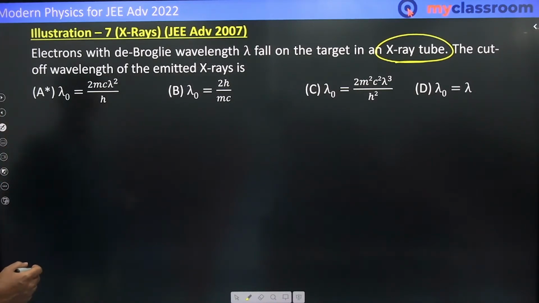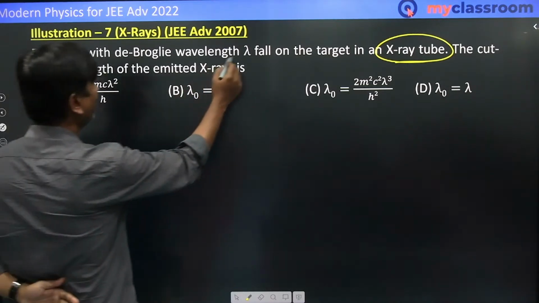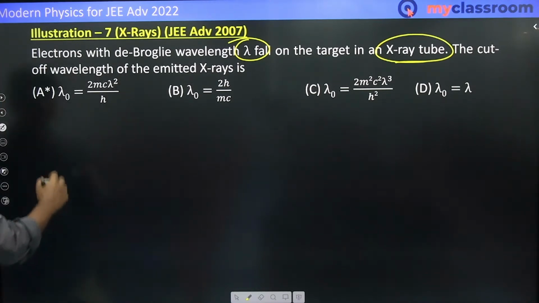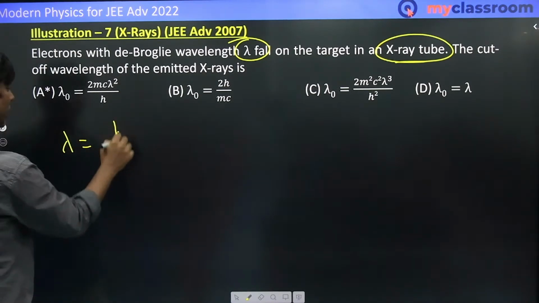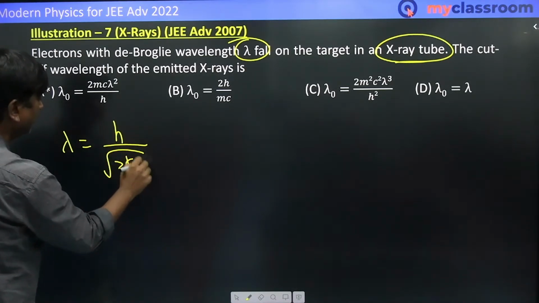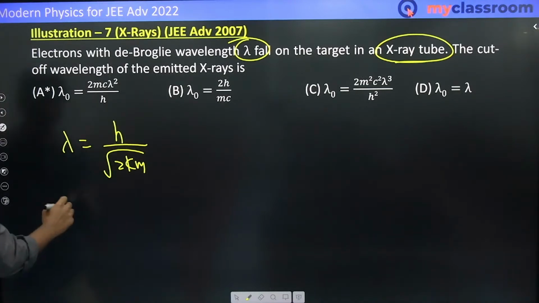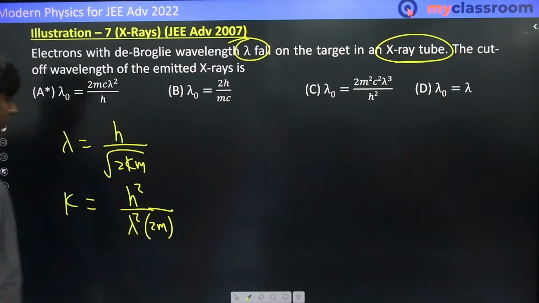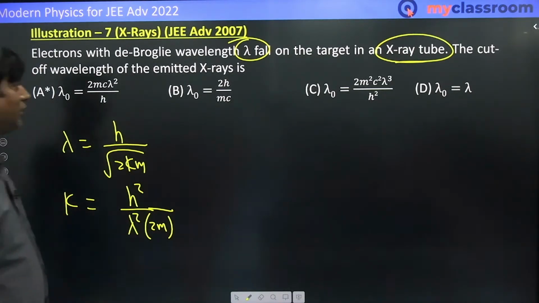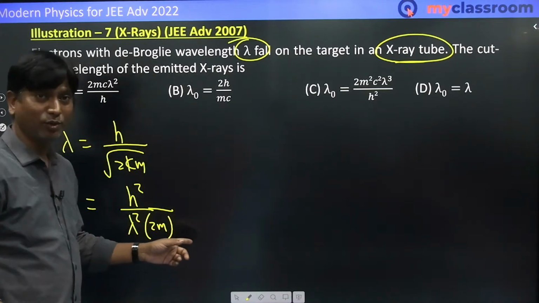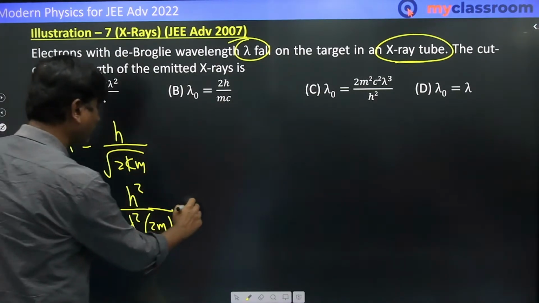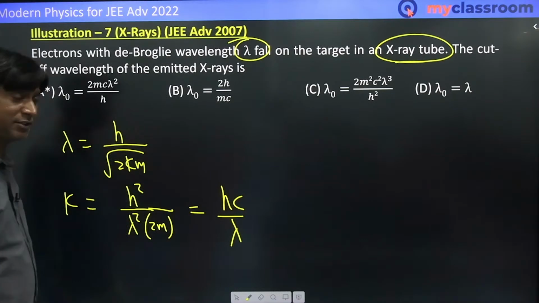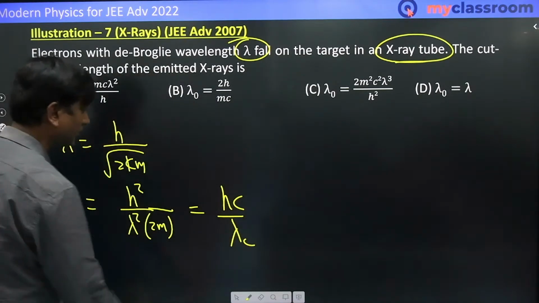So how do you take it? Electrons with de Broglie wavelength of lambda: once the de Broglie wavelength is given, can't we define the kinetic energy? Yes, why not? The de Broglie wavelength lambda is equal to h by momentum, and momentum is equal to root of 2 km. Here itself, first I will calculate the kinetic energy. So the kinetic energy will be equal to h square by lambda square 2m. This is the kinetic energy of the electrons, and this is what is converted into X-rays. If all this energy is utilized for X-rays, the X-rays will have energy hc by lambda, because X-rays are electromagnetic radiation, and this lambda is called the cutoff wavelength.